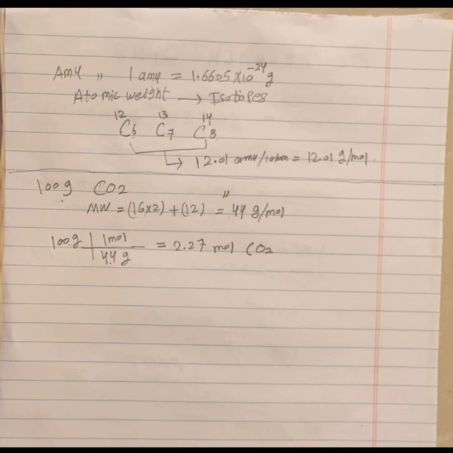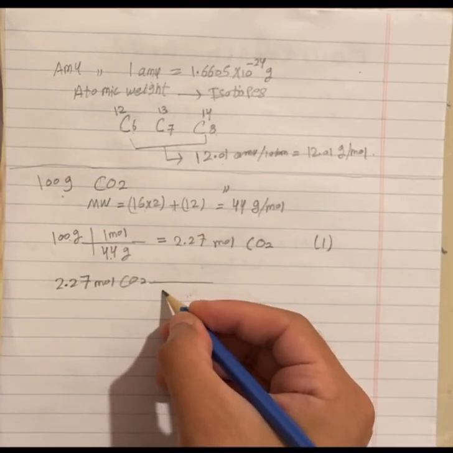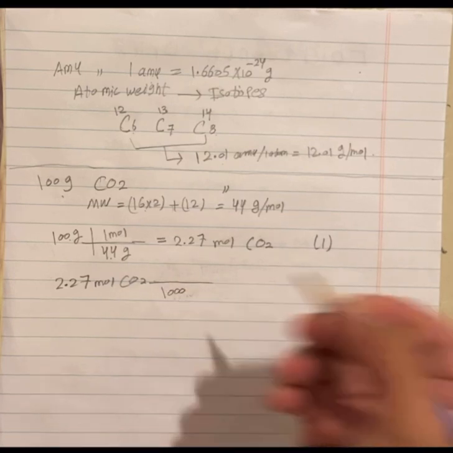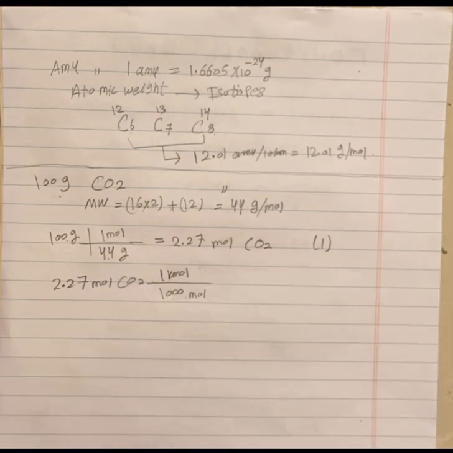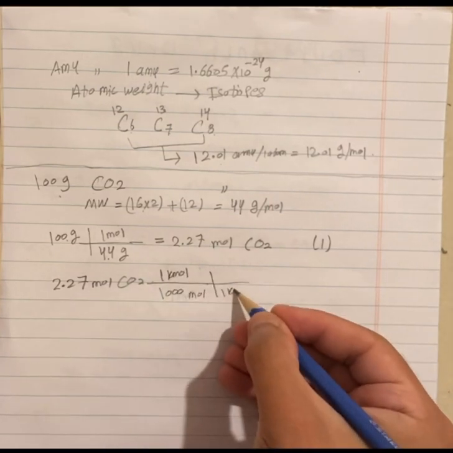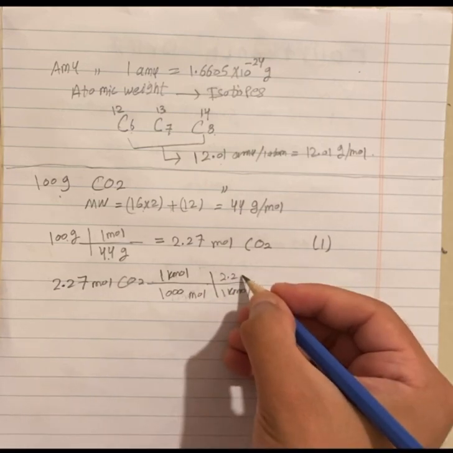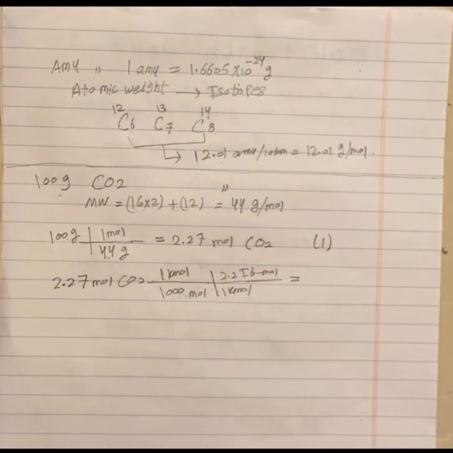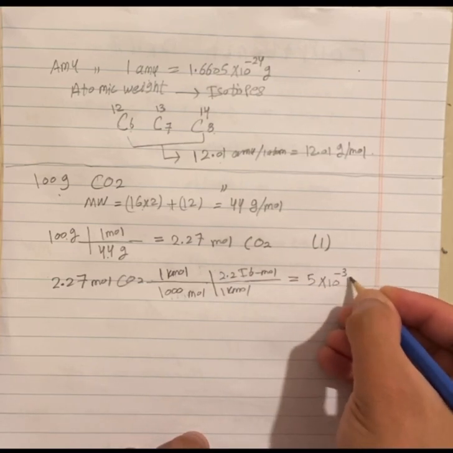Now imagine you want to find the value in pound mole. We need to convert it to kilomole. We have the relation of pound mole with kilomole: 1000 mole equals 1 kilomole, prefixes, and 1 kilomole is equal to 2.2, like what we found before, pound mole. The answer is roughly 5 times 10 to the power minus 3 pound mole.